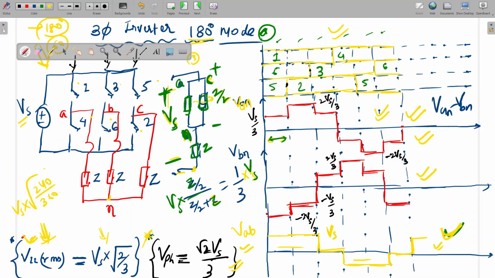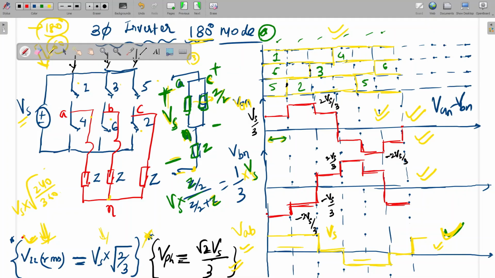Okay, so now I'm moving to the 120 degree mode of operation. What will happen? See here, it is conducting for this. If two switches conduct simultaneously, what will happen? Let's say 1 and 4 conduct at the same instant. That will create a dead short circuit across the source, a very high current will flow, and the switches will get burned.